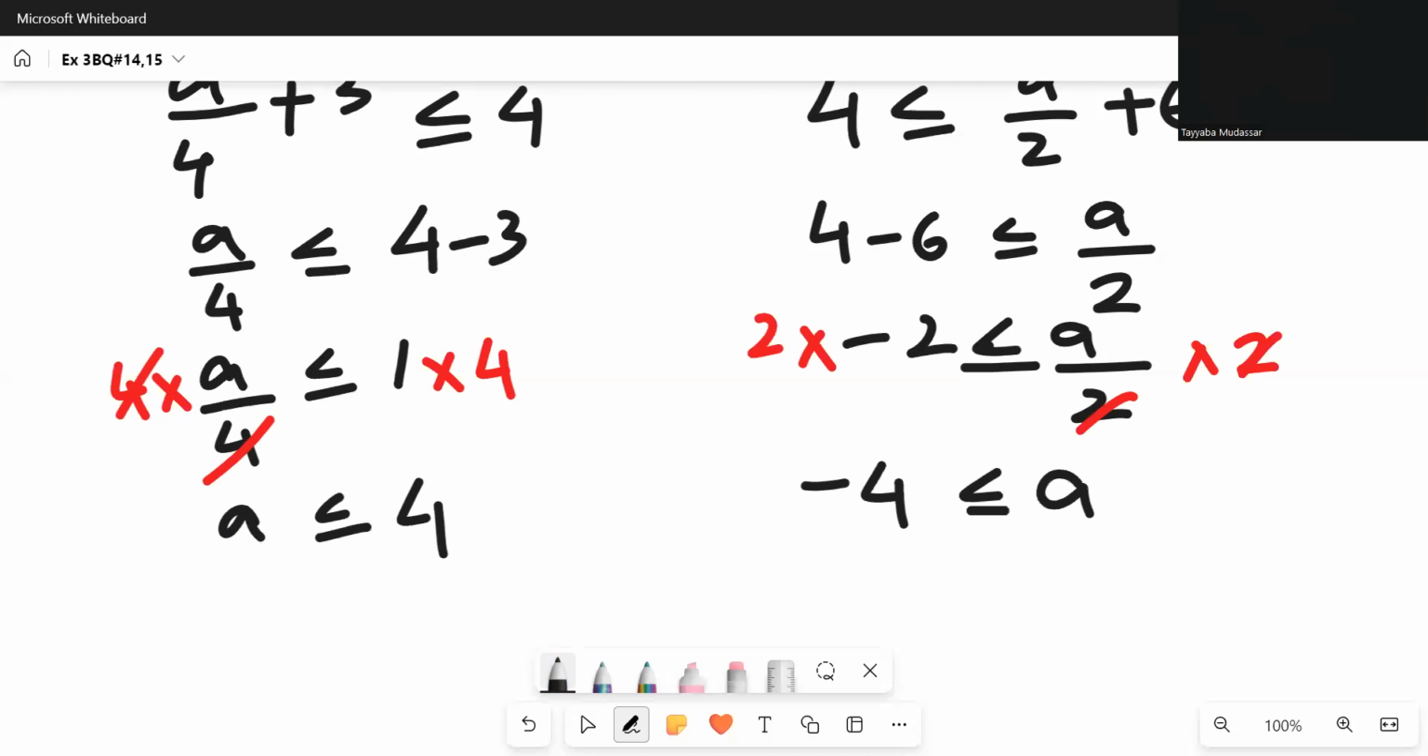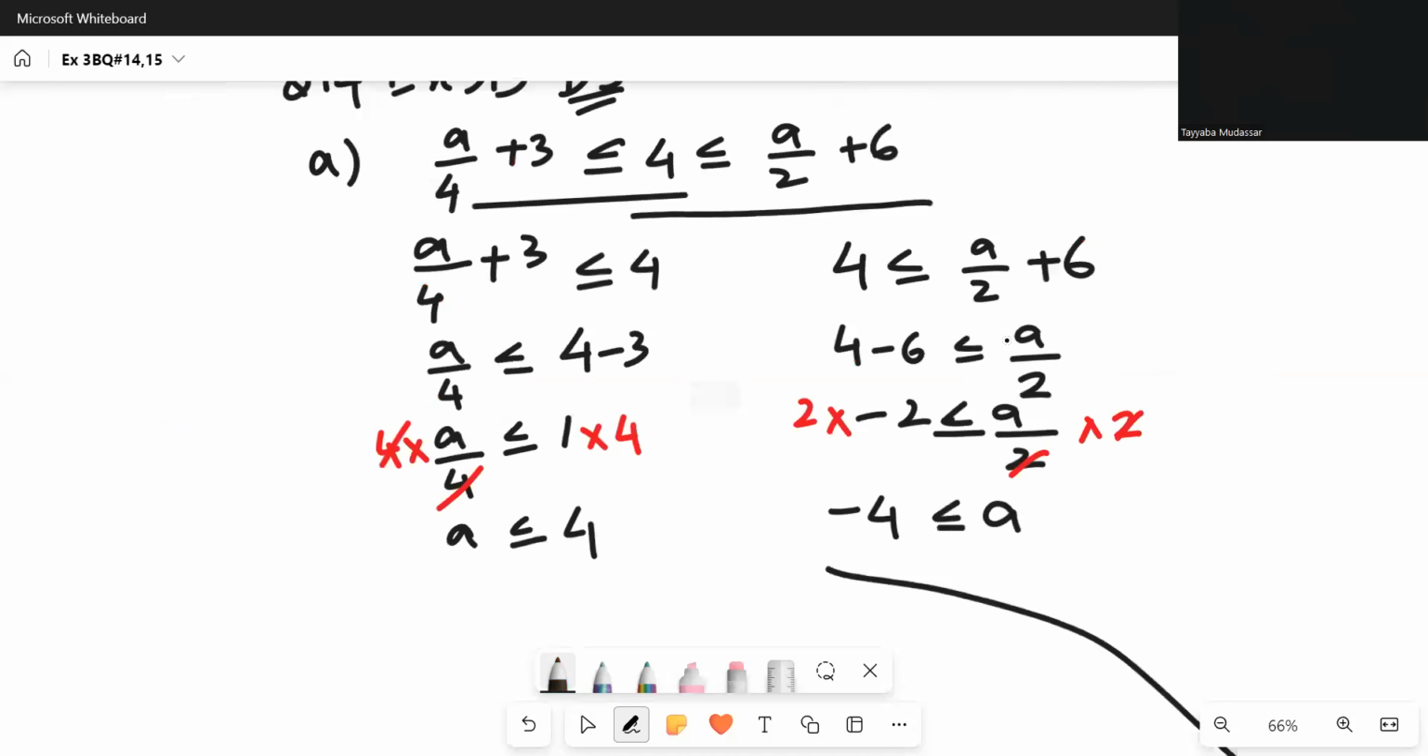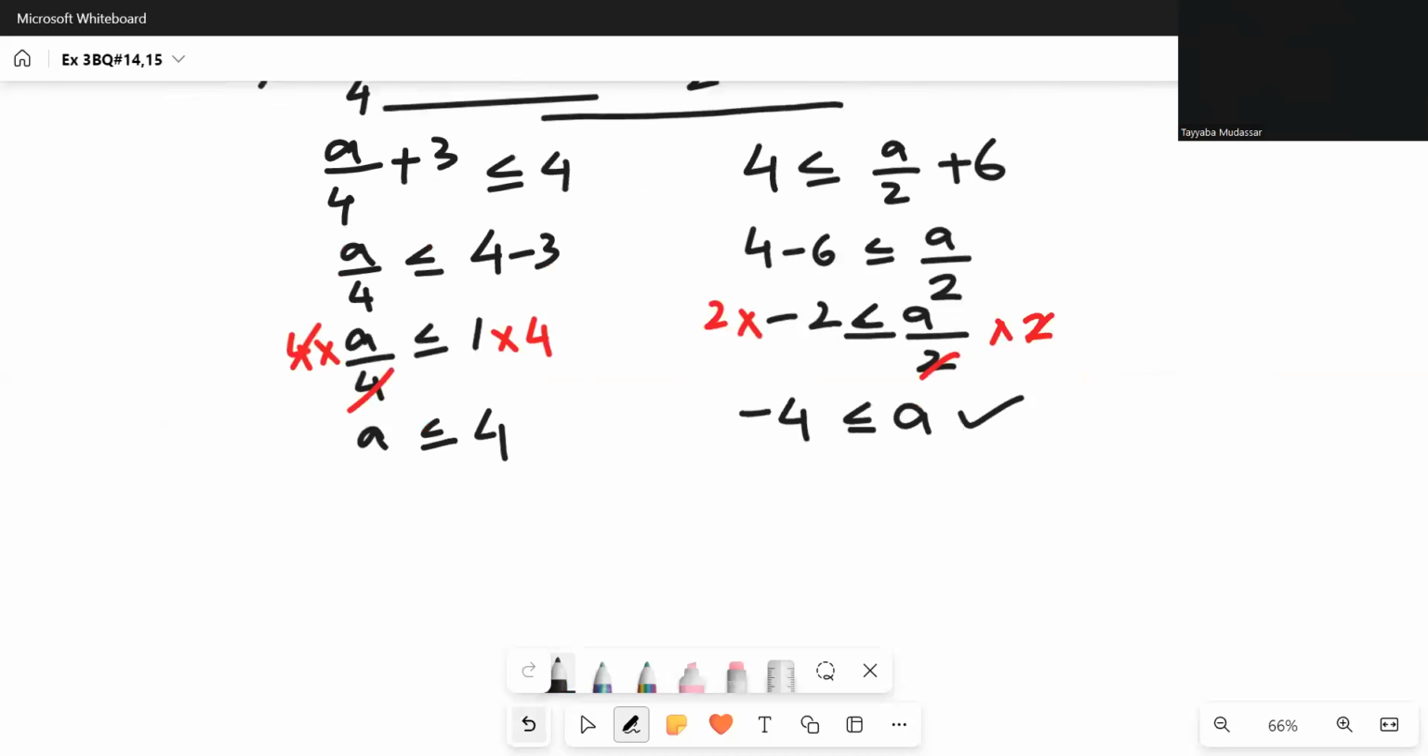And we can change the side of this inequality. This one, A greater than or equal to minus 4. But here we don't need to draw on a number line. So we will do it like that.